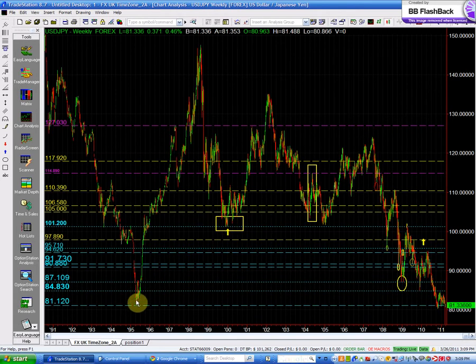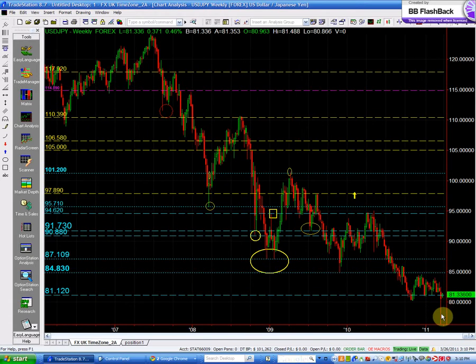The 81.12 is the lowest point that the dollar reached back in 1995, and it was here where it stopped in the latter part of 2010, and we only broke through it last week, and this is where we had the intervention. And this is the week. I want you guys to take a mental picture of this, because I want to show you something that's extremely interesting. Well, at least I think it is interesting.